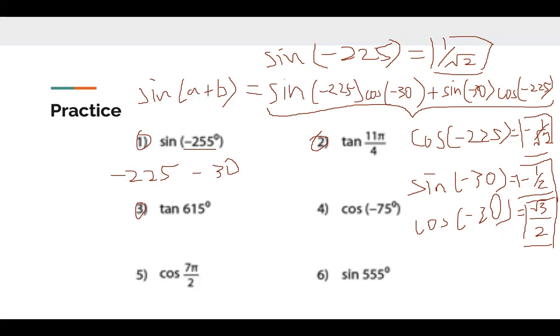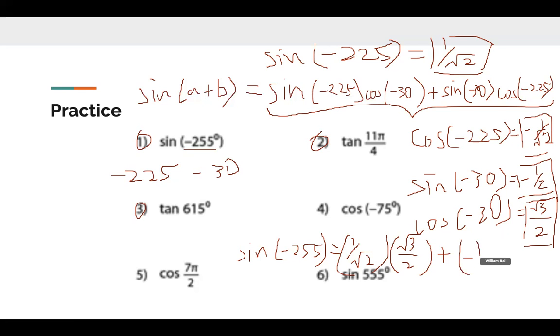You can just say sine of negative 255 is equal to, first one, sine of negative 225, which is 1 over root 2, multiplied by cosine of negative 30, which is root 3 over 2, added on to sine of negative 30, which is negative 1/2, and multiplied by cosine of negative 225, right? Which is negative 1 over root 2.